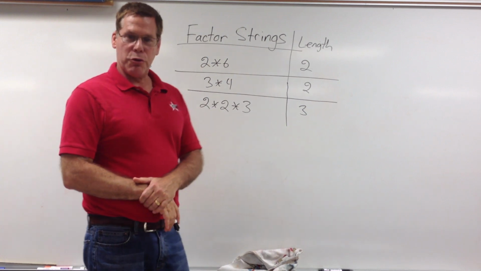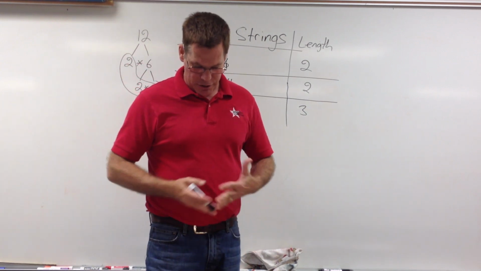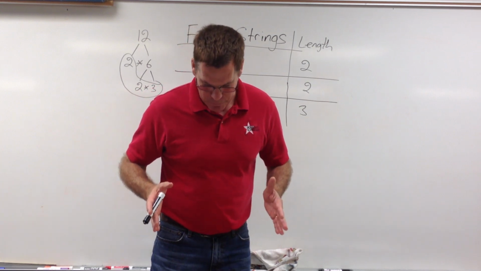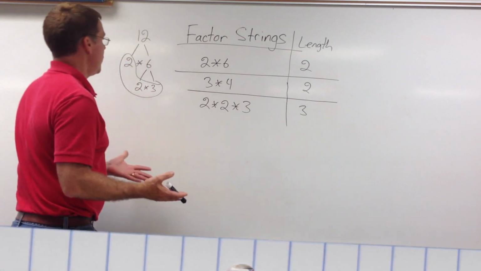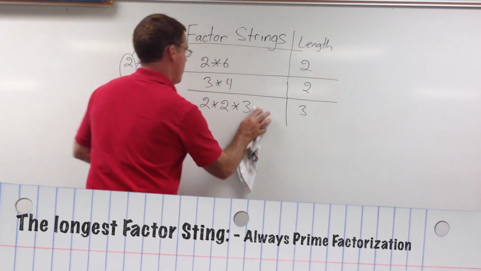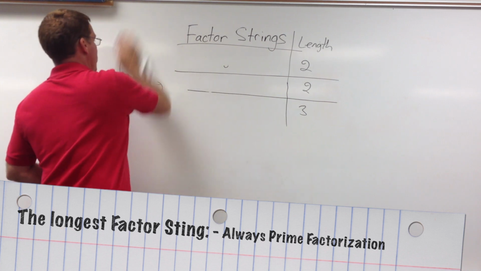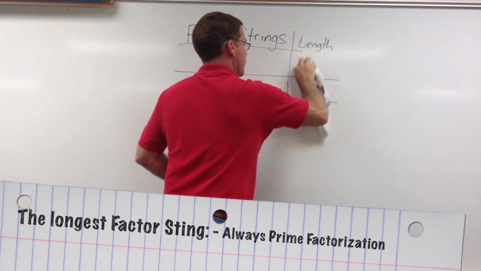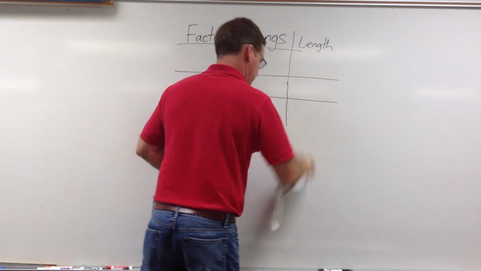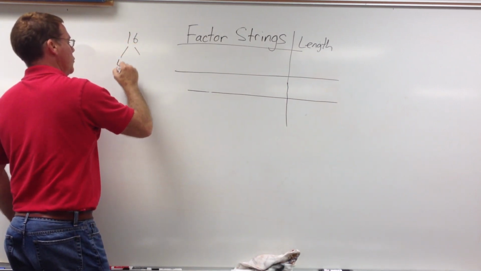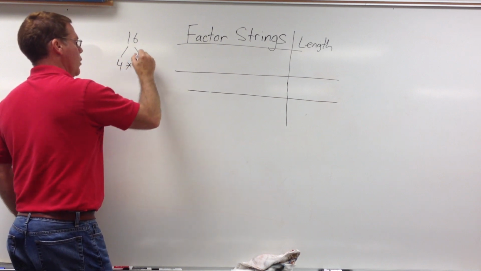Okay. As we go through here, the students will soon realize that the longest factor string will always be prime factorization. All right? I'm going to give you one more quick example. This time I will use the number 16 instead of 12. So I know that 16 is equal to 4 times 4.